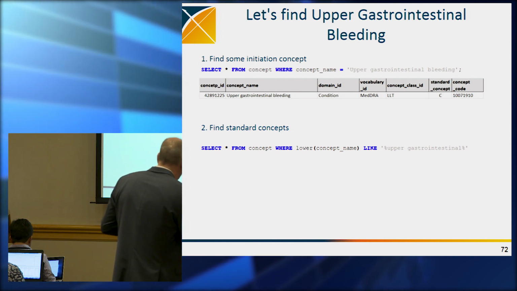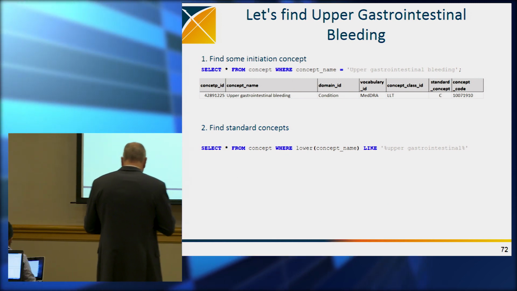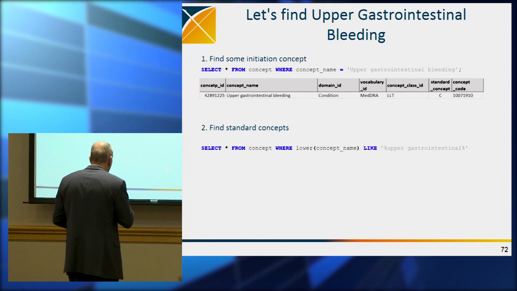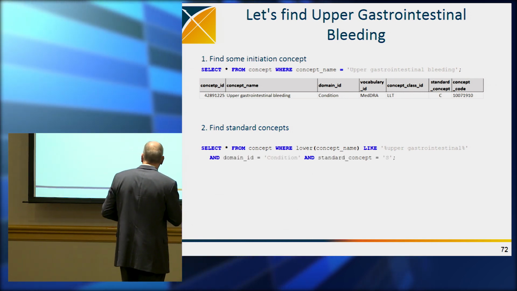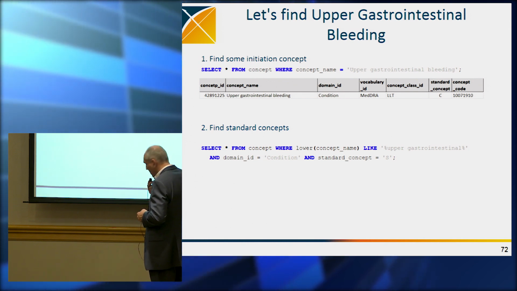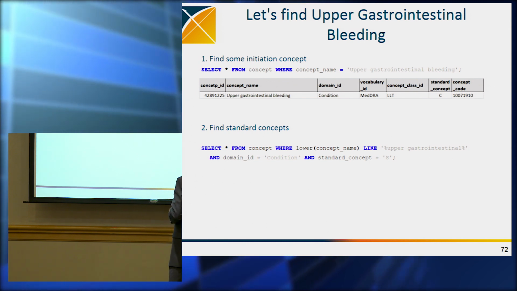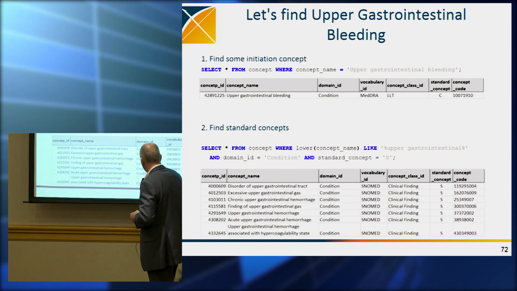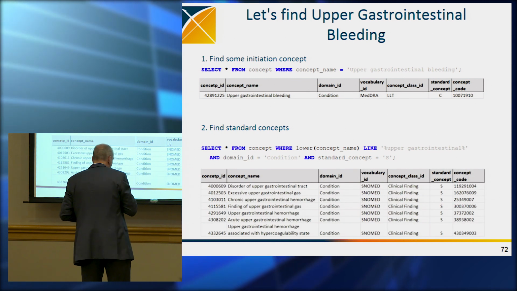Okay. So let's say just upper gastrointestinal, put it in wildcards here, so we're going to definitely find something. And then I want only conditions, so I don't get the measurement value again. And I only want standards, because that's what you're looking for. And so here's what we get.